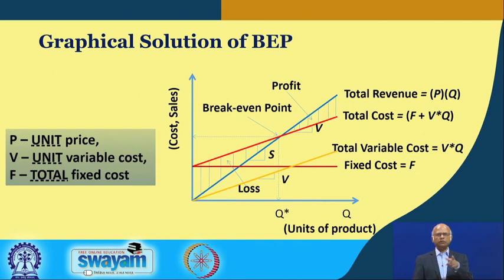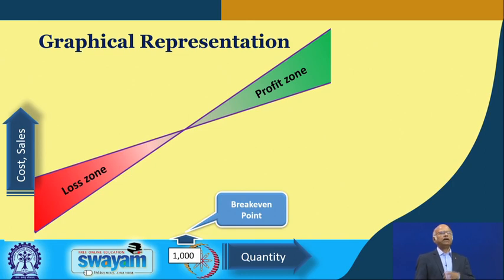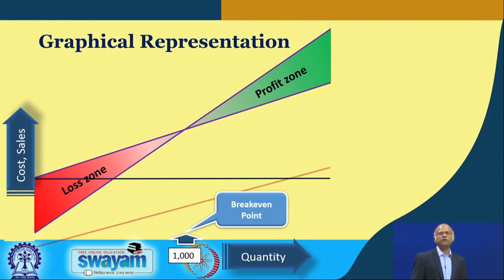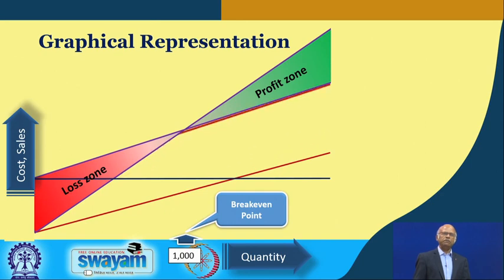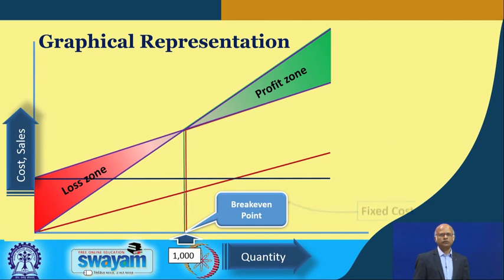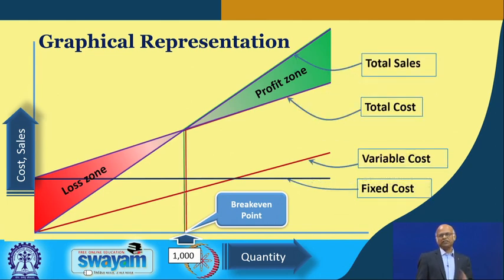Now, look at this. We have shown the slope of the lines. For the sales line, unit selling price is the slope. For the variable cost line, unit variable cost is the slope. For the total cost line, slope is the unit variable cost. And here is the profit zone and loss zone. Ahead of the break even point we have the profit zone, and behind the break even point is the loss zone. So, this is the break even point.